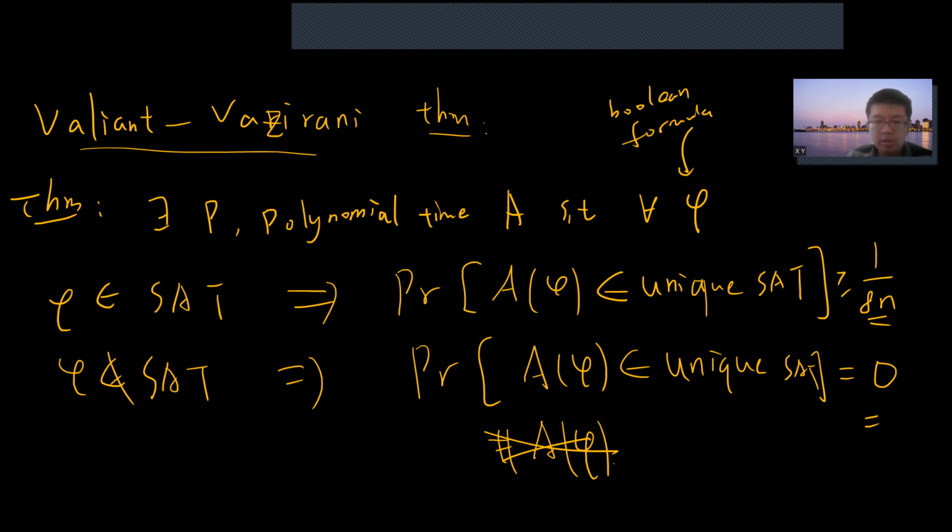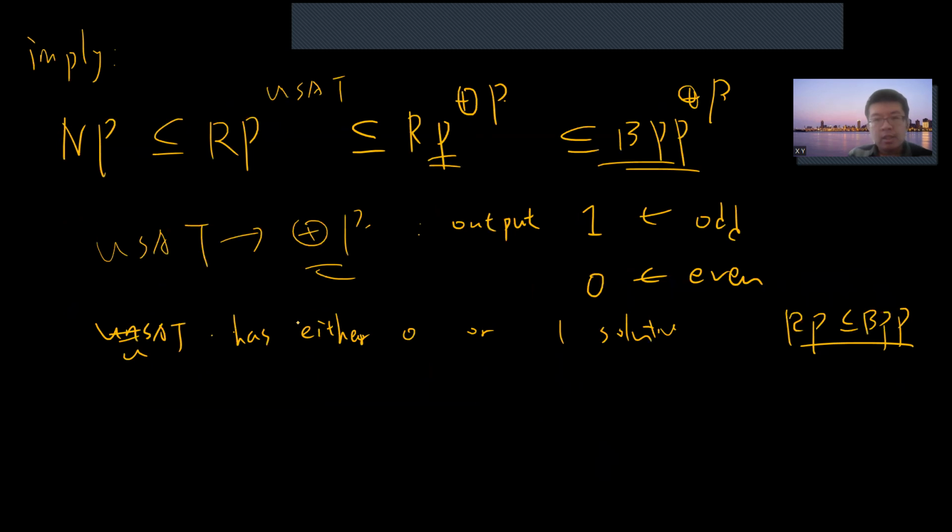And so I should say A(phi) either belongs to USAT or not. So A(phi) has high probability of having only one solution, or high probability of having 0 solutions if phi does not belong to SAT. Okay, so once we have this, this is the statement, so we can start to prove. And the proof is very lengthy, so I would like to state some lemmas.